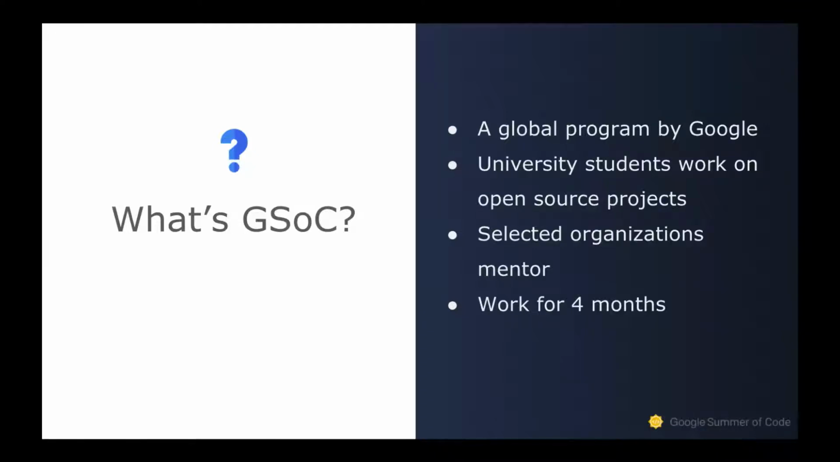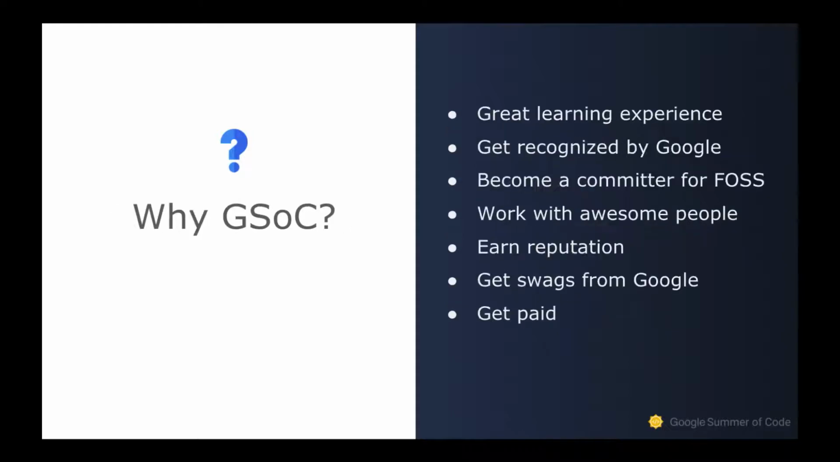Then the students can apply with proposals to those organizations, and the organization selects the proposals and those students get selected for this program. After that, throughout the 4 months, students contribute to that organization for a particular project. That's what Google Summer of Code is. Now, what are the benefits? Why do we participate in Google Summer of Code?